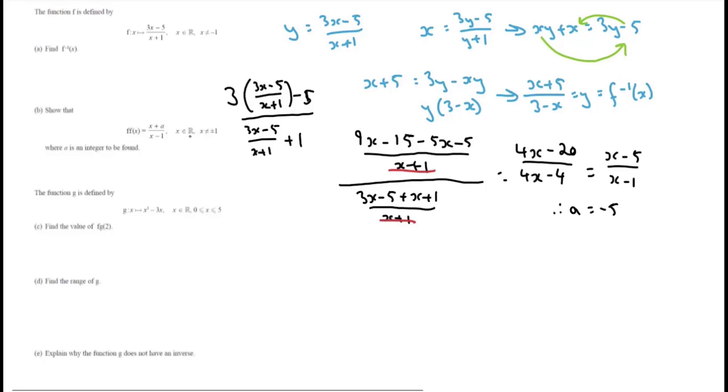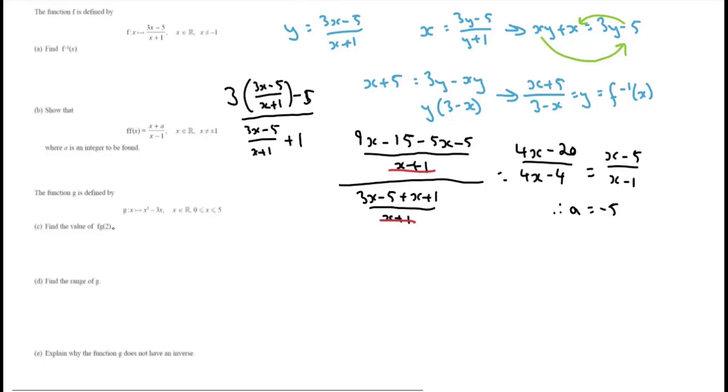The function g is then defined by x squared minus 3x, again, where x could be any real number. However, those real numbers have to be between 0 and 5. It can be any decimal between that. Find the value of f of g of 2, therefore.